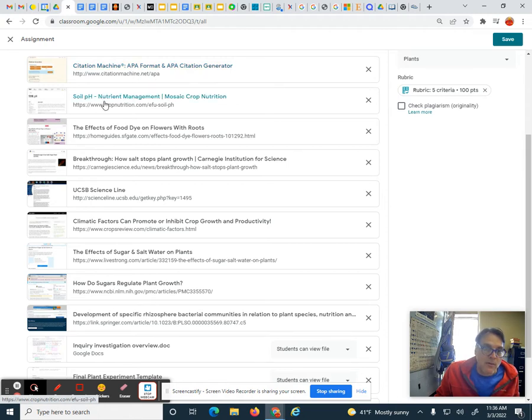So as you can see here, this one's about soil pH. This one's a bit about the effect of food dye on flowers with roots. This one's the effect of salt on stopping plant growth. This one's the effect of sound on plants and climate factors on plants, sugar and water, salt water on plants, regulating sugar and plant growth, bacteria. So there's lots of places to start with your research.